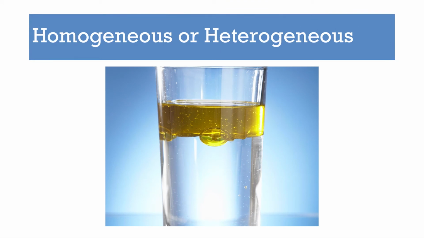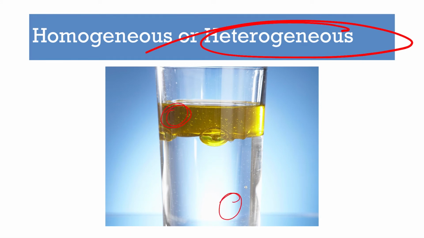Here we have some oil and water, and this is another example of heterogeneous. We have oil, we have water, and they're not mixed together evenly. So if you take a sample from up top, take a sample from down below, you get different samples. You can physically see the different pieces. That is heterogeneous.